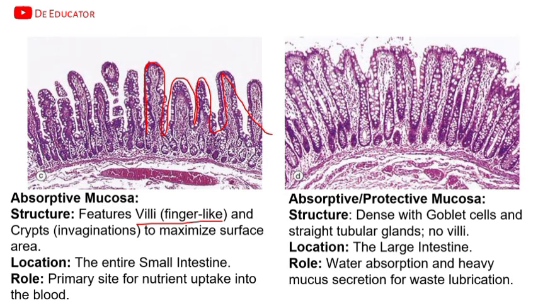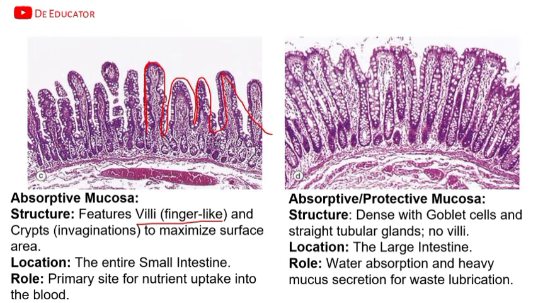As for the location, this is entirely found in the small intestine. So absorptive mucosa is found in the small intestine. We can even use the name of the mucosa to know where it is located. Secretory, we know it's the stomach that secretes, so it is found in the stomach. Absorptive, we know the small intestine absorbs, so absorptive is located in the small intestine. The role is primary site for nutrient uptake into the blood.